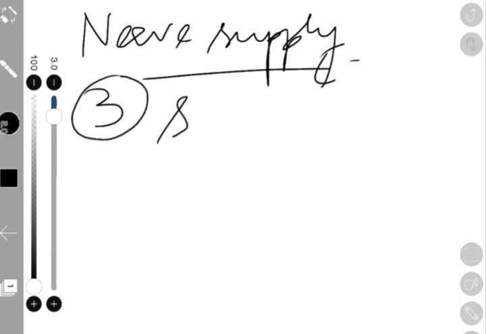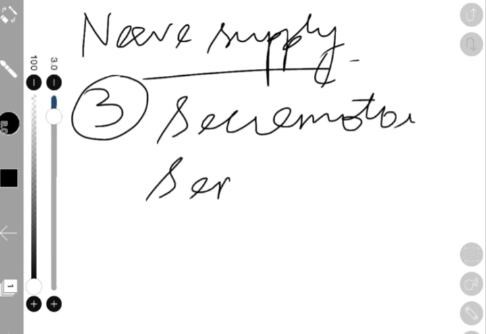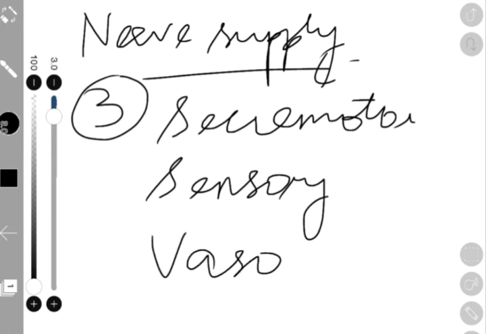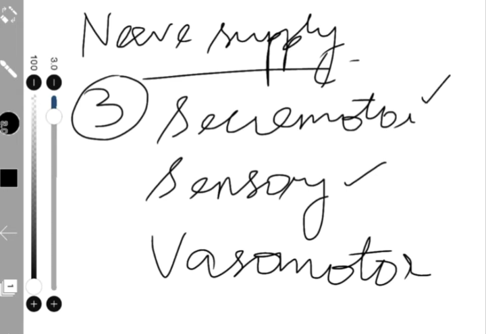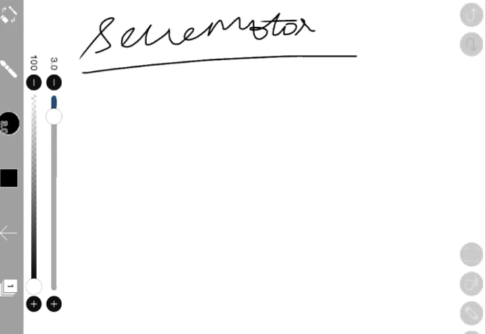Okay, one is a secretomotor supply, sensory supply, and a vasomotor supply. So all the salivary glands will have these three distinct types of supplies: a sensory supply, a secretomotor supply, and a vasomotor supply. So first we will see the secretomotor supply of the gland.